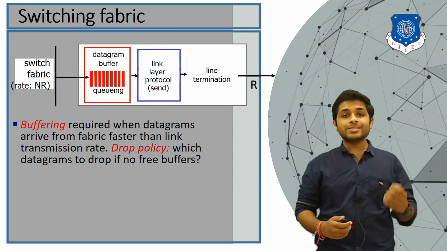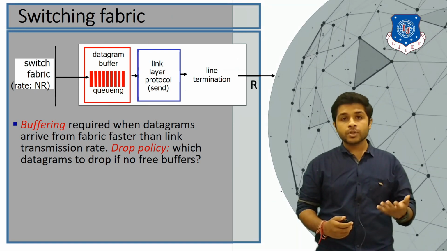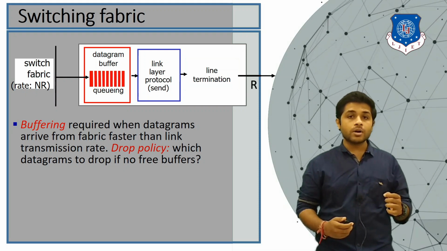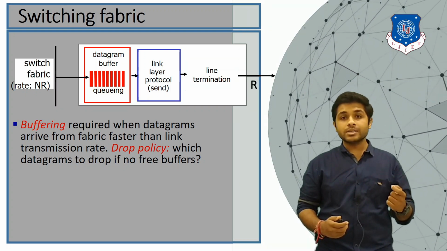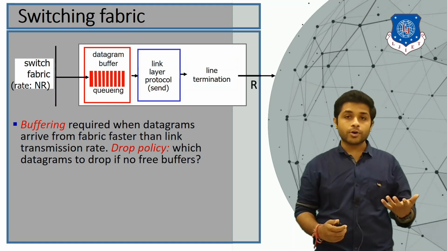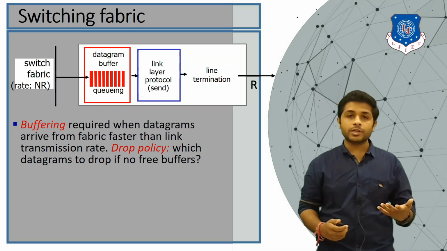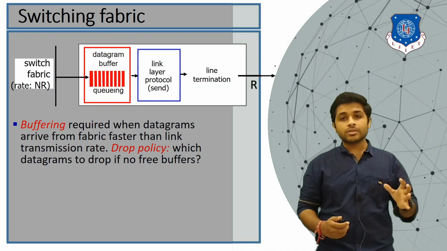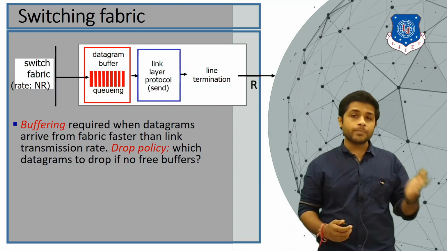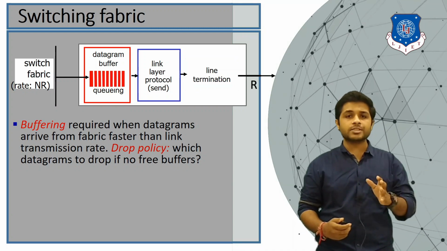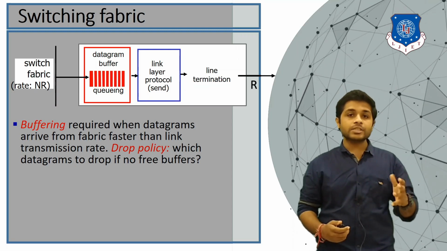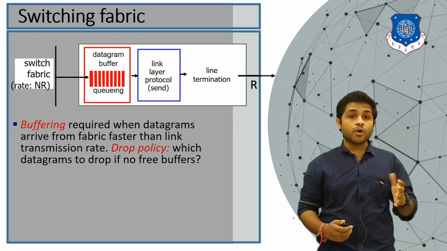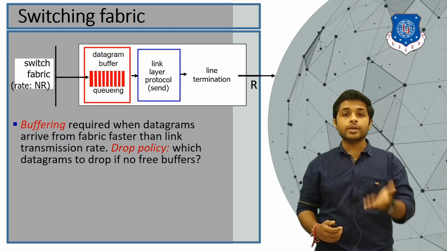Now let's see what's inside the output port. The first block is called the datagram buffer. The second block is called the link layer protocol, and the third one is the line termination. Again, the things that we have seen in the input port are also present at the output port. The first is the datagram buffer. Packets received from the switching fabric are stored here.